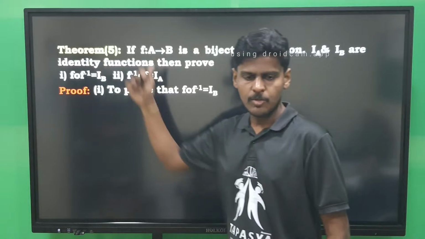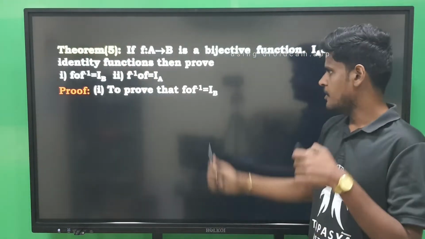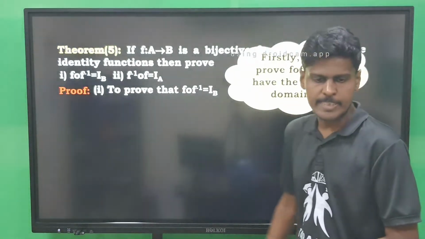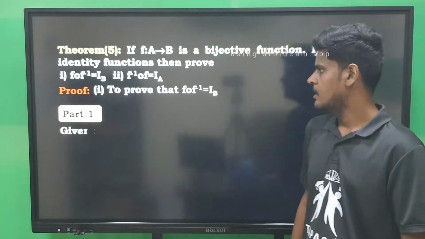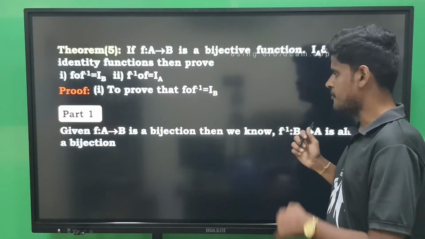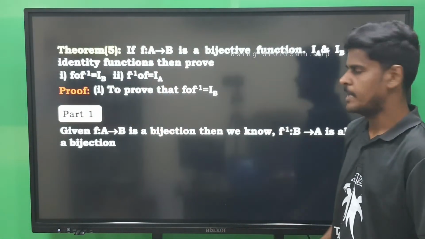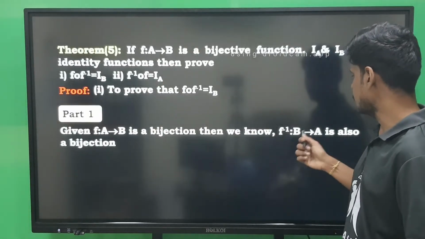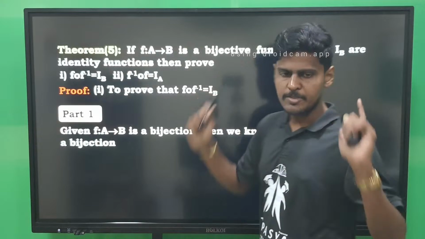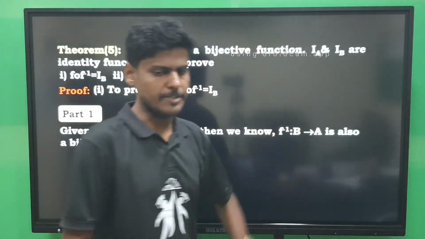First we should see whether the domain is the same or not and then see the range of the functions. First, f of f inverse equal to Ib. For the proof we should check if both the functions have the same domain. f is a function from A to B, bijective, means f inverse is a function from B to A. We should know both f as well as f inverse domain and range. That is, f inverse is a function from B to A and is also bijective. That is obvious, because f is bijective means f inverse is also bijective, as the inverse of the inverse will become f itself.